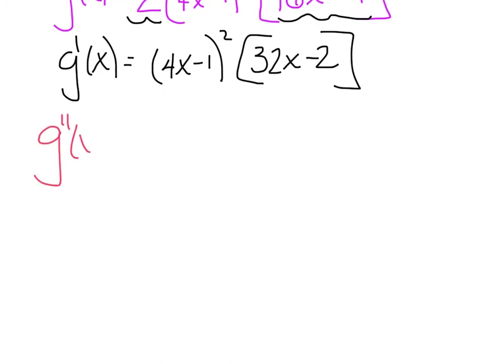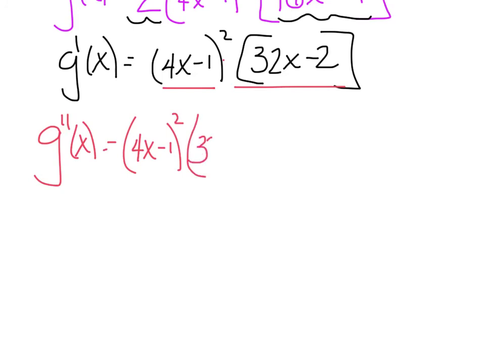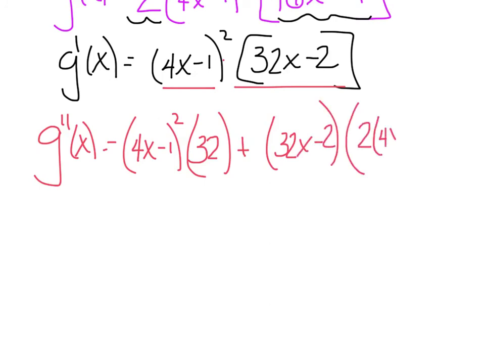So as I read this, it's this quantity times this quantity. Product rule again. So I'm going first, derivative of the second, plus the second, times the derivative of the first. 2 times 4x minus 1 to the first times 4.